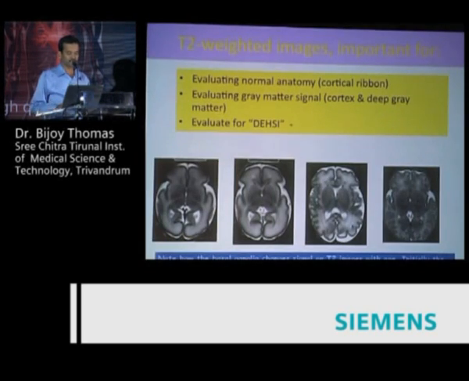T2 is good for looking at the T2 hyperintensity changes of the thalamus as well as the basal ganglia, and also at the diffuse extensive hyperintense signal intensity, which is a part of hypoxic ischemic insult.